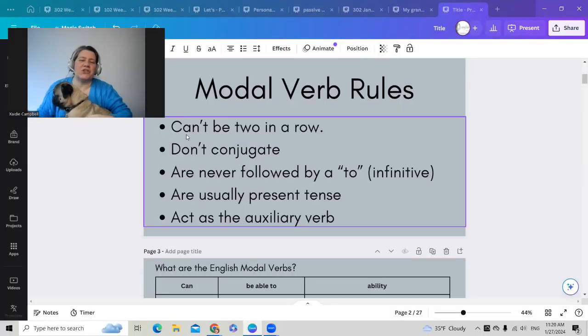So you can't put two modal verbs in a row. You don't conjugate modal verbs. Modal verbs just keep their base verb. They are not followed by an infinitive. And they are usually in the present tense, and modal verbs act as the auxiliary verb.